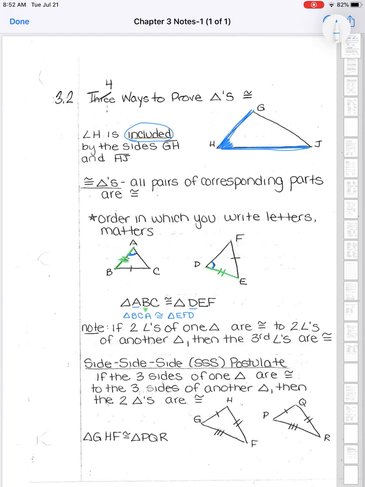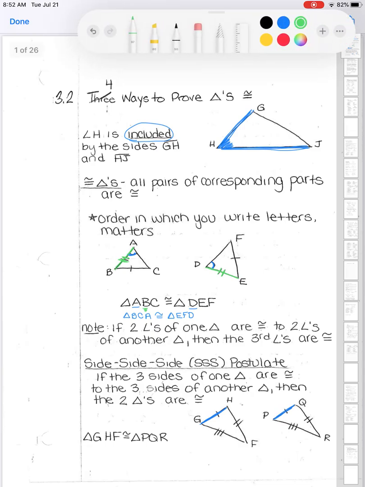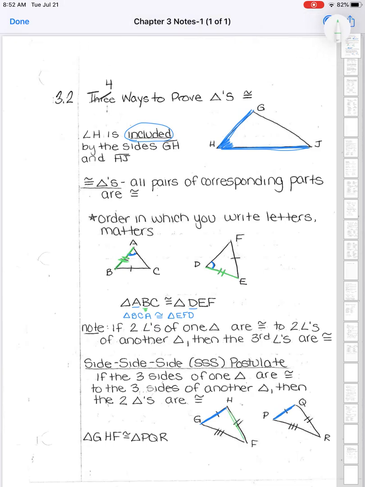So the first way is by something called side, side, side, which we abbreviate with SSS. And it says postulate. What a postulate means, it's just a mini theorem, so it doesn't change anything. So what this postulate says is if the 3 sides of one triangle are congruent to the 3 sides of another triangle, then the 2 triangles are congruent. So we have 2 triangles here. All 3 sides are marked, which means these 2 triangles would be congruent by side, side, side, SSS.